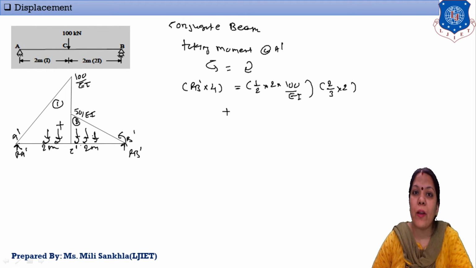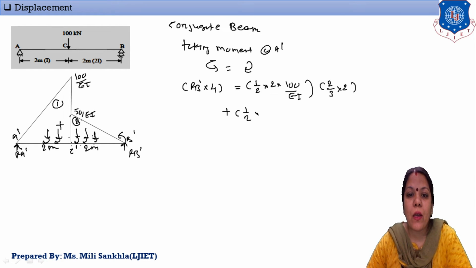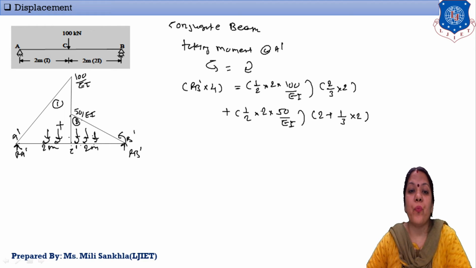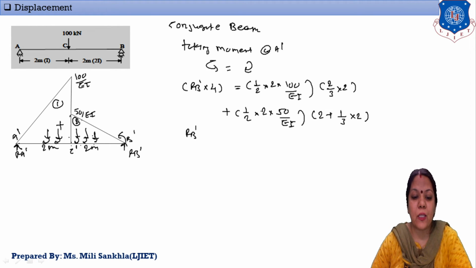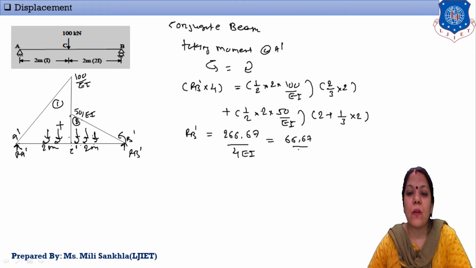Now the second triangle, 1/2 into 2, 50 by EI. From this A point the extra distance is 2 meter, and from this A point the base of the triangle is 1/3 into 2. 1/2 into 2 into height is equal to 50 by EI, and from this A point CG first extra distance 2, and base of triangle 1/3 into 2, and here my RB dash is equal to first 266.67 divide by 4 EI, and finally divide by 4, 66.67 by EI.